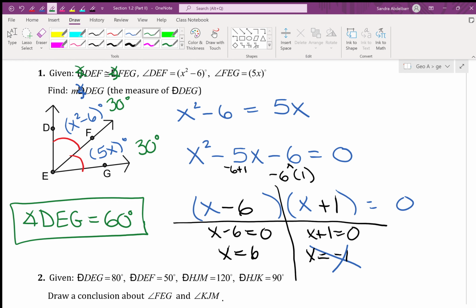Wait, which one do we plug in? We plugged in 6 for x. So here, 5 times 6, that's how we got 30. And then we did 6 squared minus 6, which is 36 minus 6, which is another 30. And they should be the same because they're congruent.